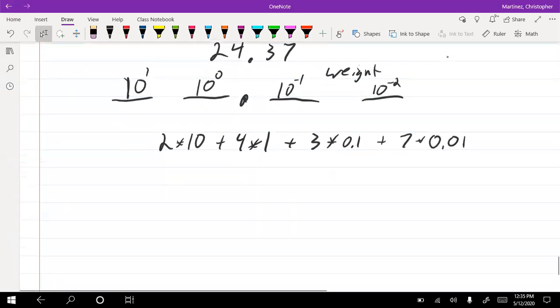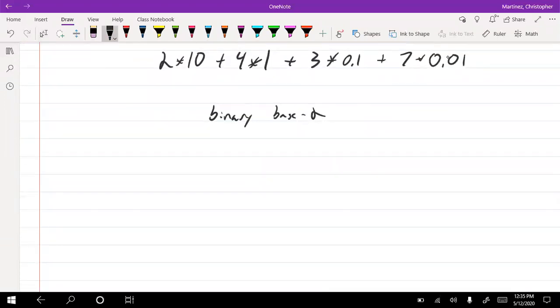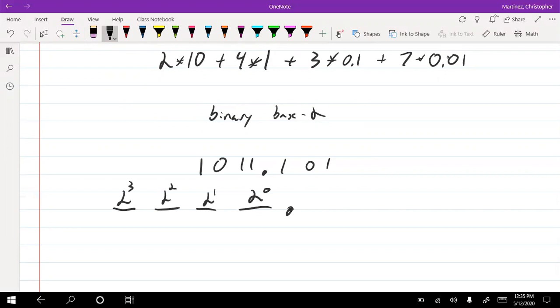Well, when we talk about binary, we're also going to have these fractional points. So let's say I had 1011.101. That's 4 bits before the decimal: 2 to the 0, 2 to the 1, 2 to the 2, 2 to the 3. We had 3 after the decimal. That would be 2 to the negative 1, 2 to the negative 2, and 2 to the negative 3.